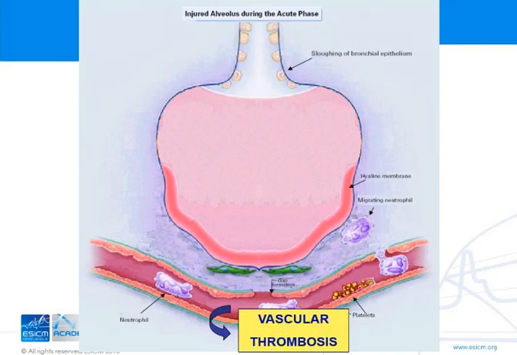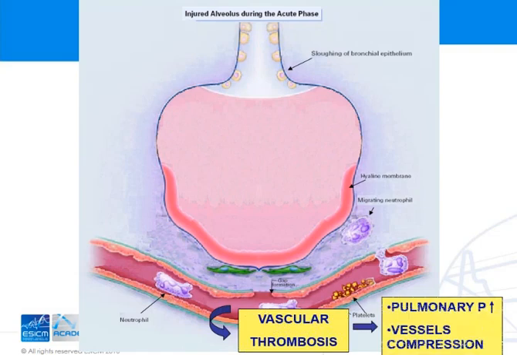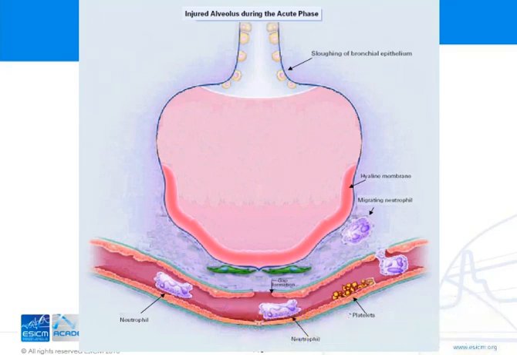The vascular thrombosis is one of the determinants, together with the increase of the edema, of the vessel compression and increase of the pulmonary pressure. So one of the reasons why at the bedside we can see an increased pulmonary pressure is related to this phenomenon.